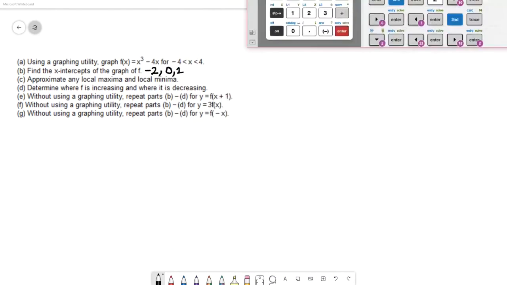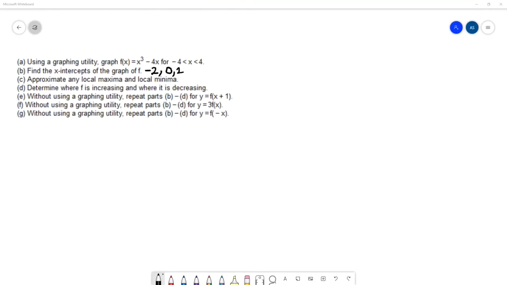Let's round that. So local min of negative 3.08 at x equals 1.15. Let's find the local maximum.